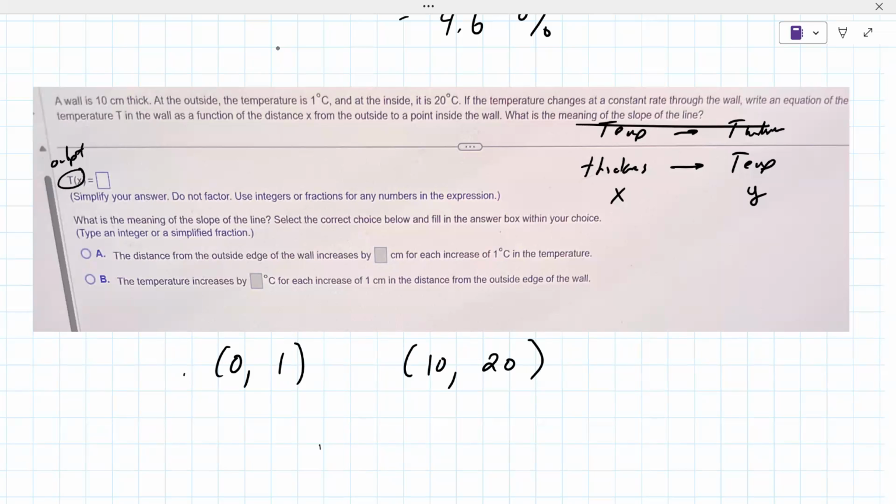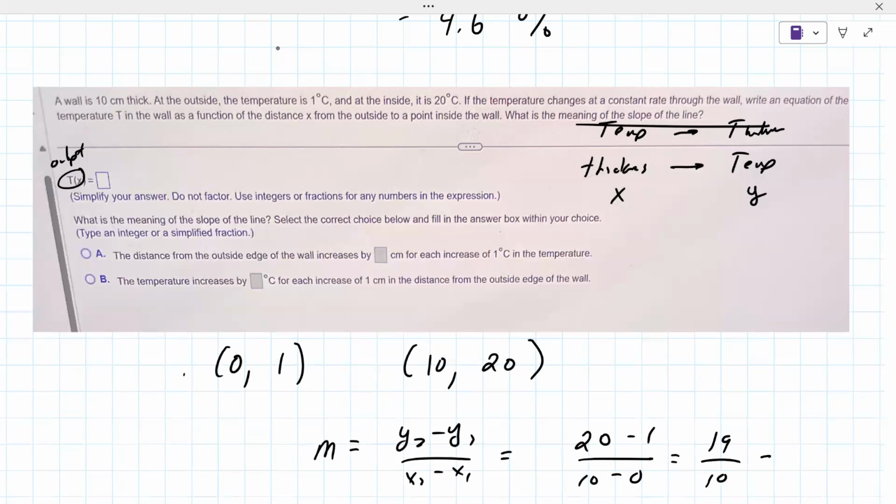The next thing to do is to determine the slope. Y2 minus y1 over x2 minus x1. 20 minus 1 over 10 minus 0 is 19 over 10. It says simplified fraction, so let's just use 19 over 10 for the moment. And we're writing the equation y equals mx plus b, because it says it's a constant rate through the wall.